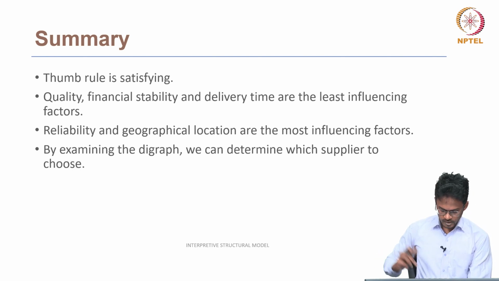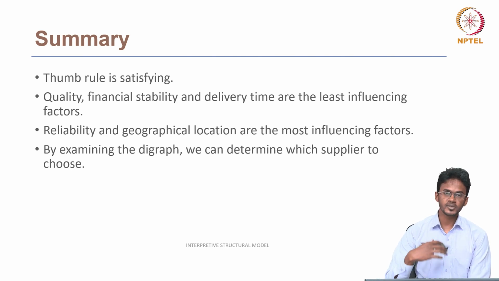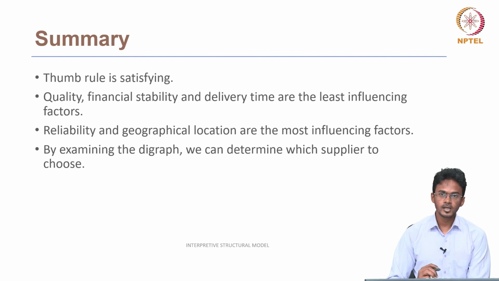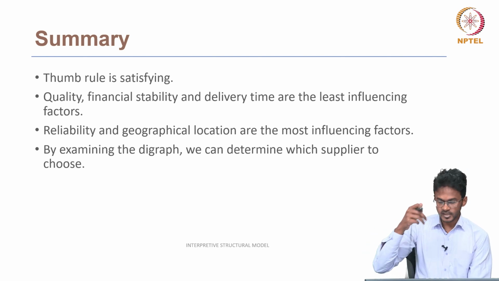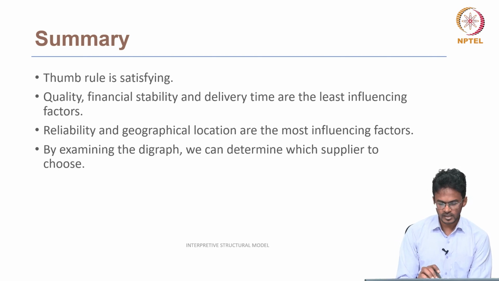So from this diagram we can conclude that quality, financial stability and delivery time are the least influencing factors. That means the factors that are coming at the top level are the least influencing factors. In the middle are the linking factors. So, here cost will be the linking factor in this example. Also, reliability and geographical location are the most influencing factors. These are the factors that influence others.